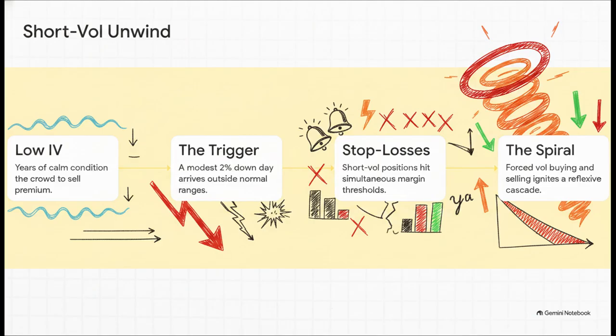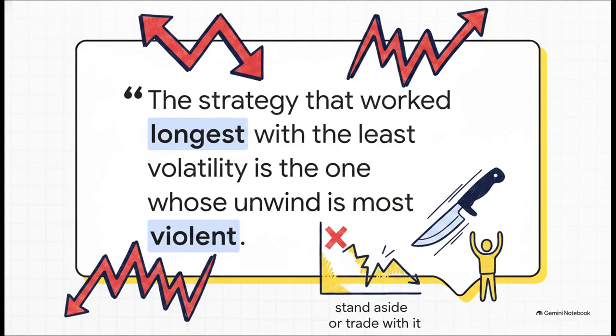of traders to cover. So the crucial takeaway here, and burn this into your brain, is this universal rule. The strategy that worked the longest with the least volatility is the exact one whose unwind is the most violent. When this reflexive unwind ignites, you either stand aside or you trade with it. Do not try to catch the knife on day one just because it always bounces. Catching the knife in a negative gamma cascade is career suicide. It will overshoot every reasonable target you have.